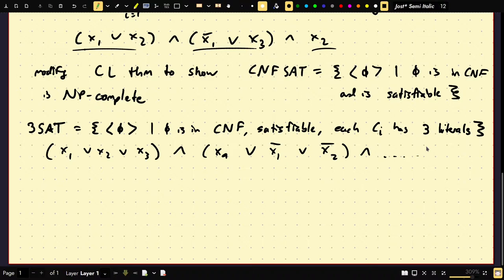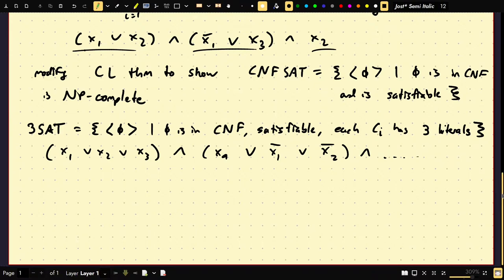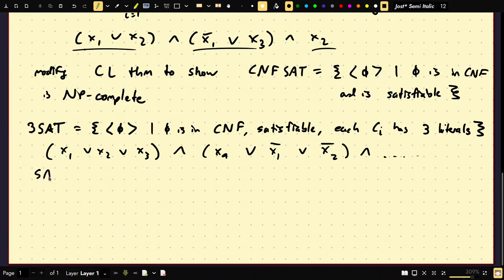3SAT is worth studying because it is very simple. Combinatorially, it has such minimal structure to it. Compare this to unrestricted SAT, where you could have all kinds of things. Here we have a bunch of objects, and each one has exactly three things in them. So I'm going to prove now that 3SAT is NP complete. We're going to reduce from CNF SAT to 3SAT.